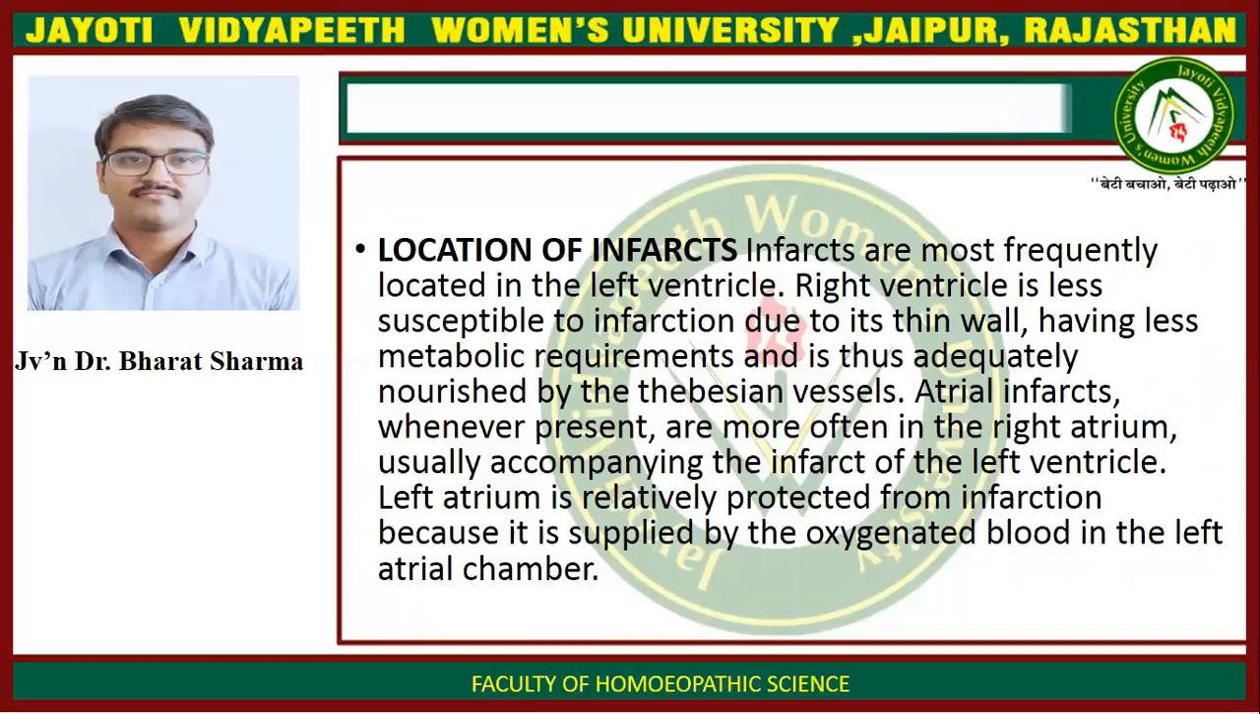Location of infarcts. Infarcts are most frequently located in the left ventricle. The right ventricle is less susceptible to infarction due to its thin wall, having less metabolic requirement, and is thus adequately nourished by the Thebesian vessels. Atrial infarcts, whenever present, are more often in the right atrium, usually accompanying the infarct of the left ventricle. The left atrium is relatively protected from infarction because it is supplied by the oxygenated blood in the left atrial chamber.